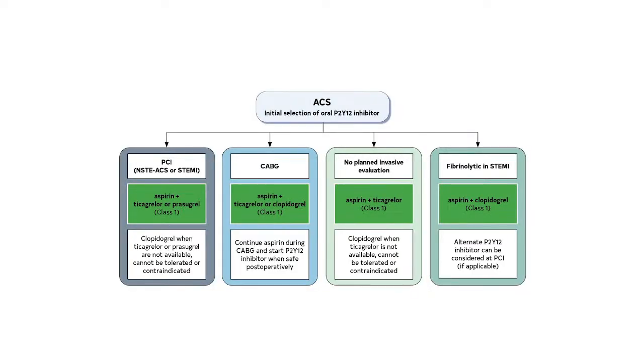So coming to the initial selection of our oral P2Y12 inhibitor, this is as per 2025 AHA guidelines. In a patient who is going on to PCI, in case of an NSTEMI elevation ACS or in case of a STEMI, you are supposed to give aspirin together with tica or prasugrel, which is the class 1 recommendation. And if these two are contraindicated or not available, then you can give clopidogrel.